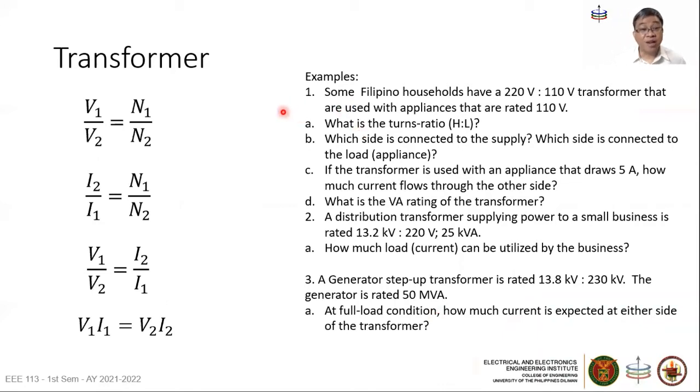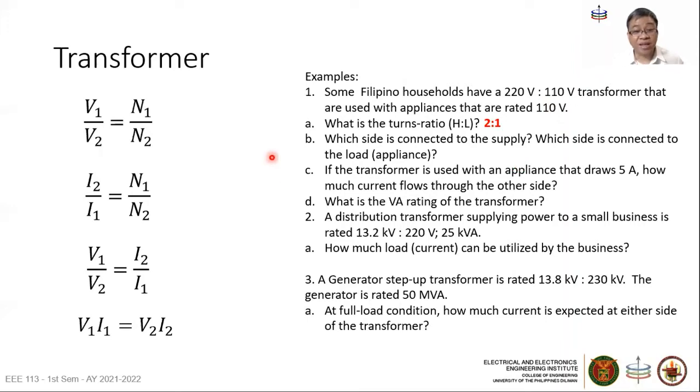Number one. Some Filipino households, you might have this at home as well, have a 220 volt to 110 volt transformer that is used with appliances that are rated 110 volts. If you have an appliance that was bought overseas and it's rated 110 volts, then you need a transformer to be able to use that. So the first question is, what's the turns ratio? High to low. Basically, you need a 220 to 110 transformer. So 220 to 110 is equal to 2:1.